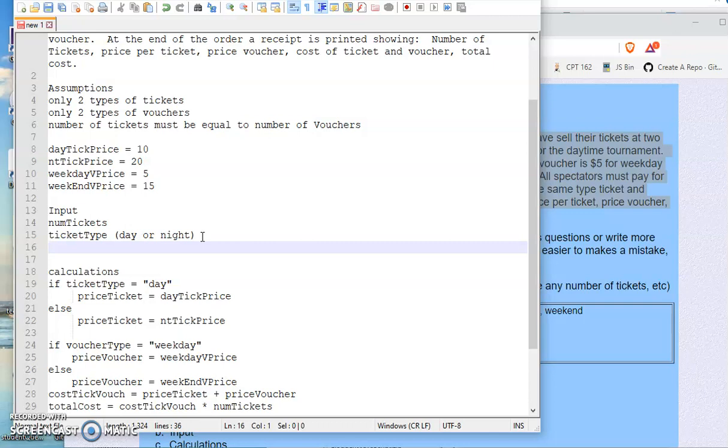And the same with the voucher type. So we do voucher type. The voucher type, I'm looking for 2 values. And those 2 values are weekday. And you can see that it's helping me out here. Or weekend. I can't just say voucher type question mark because what if they type in soccer? Well, then it's going to be a weekend price automatically because they didn't type in weekday. So you want to be specific whenever you know there's specific values you're looking for. You need to make sure that your question has those specific values.